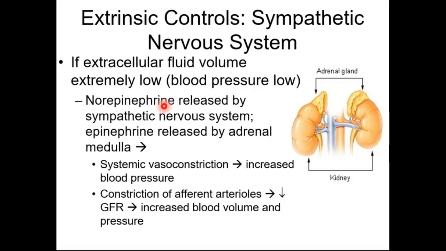So that was it for intrinsic controls. That was how the nephron affects its own GFR directly. Next, we're going to start talking about extrinsic controls, the most direct of which would be the sympathetic nervous system. When you have norepinephrine and epinephrine from the sympathetic nervous system, those are both released by the adrenal medulla, and that's going to cause systemic vasoconstriction. That's going to increase your blood pressure, and that's going to alter your GFR.